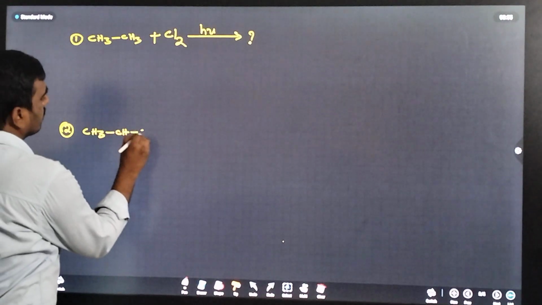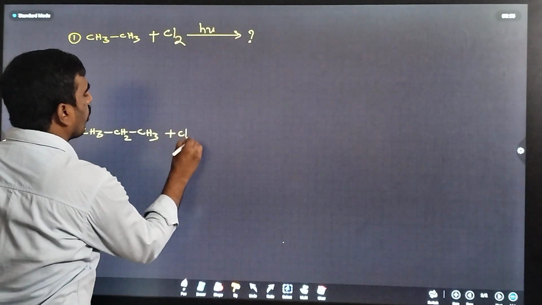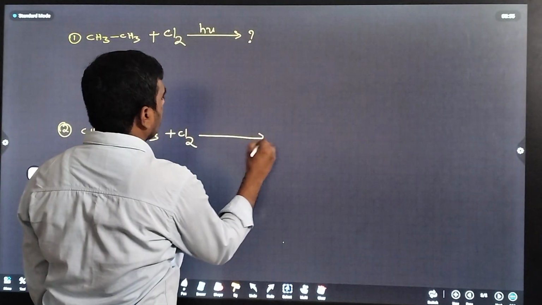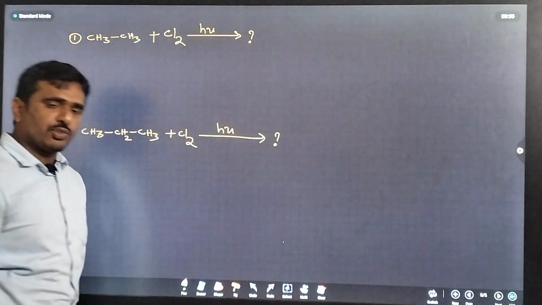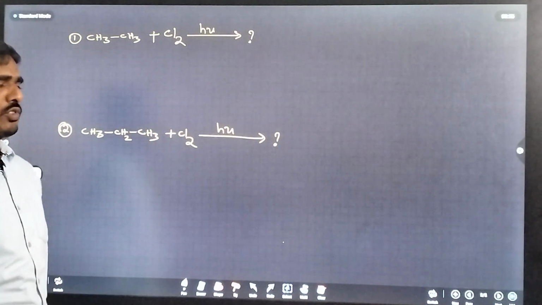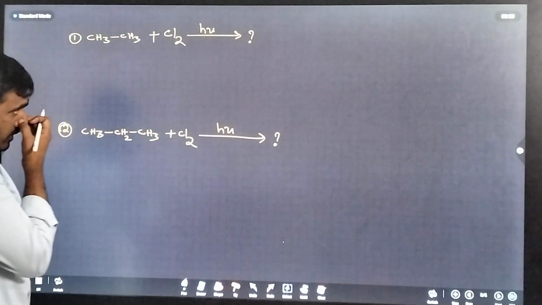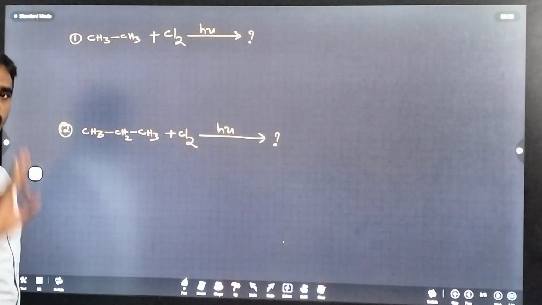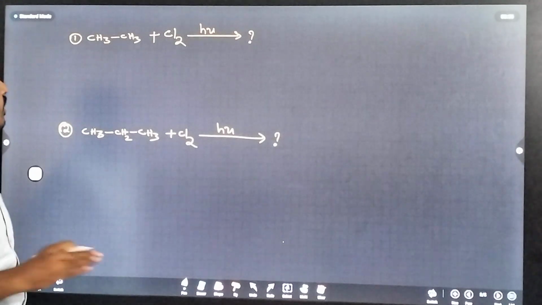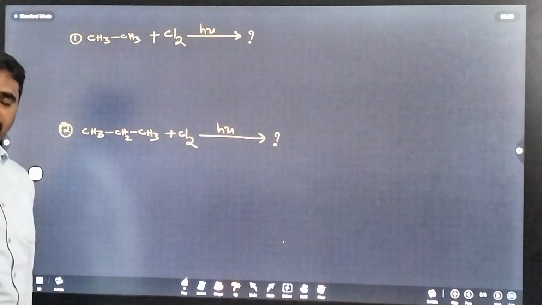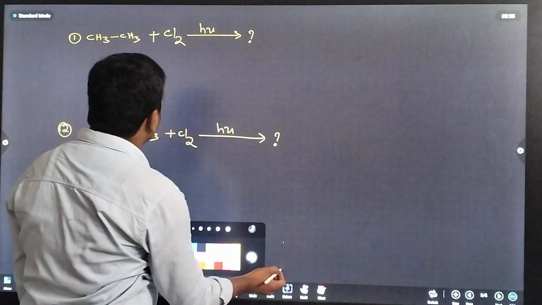I can write the second question: propane. This is propane, and monohalogenation in presence of sunlight. How many isomers are possible? So two questions. Here monochlorination means only one hydrogen is replaced by the halogen atom.